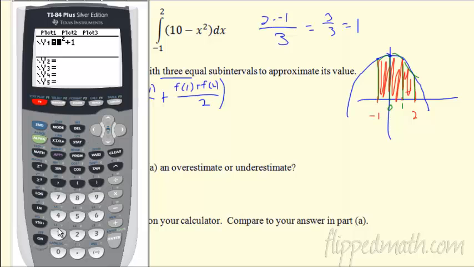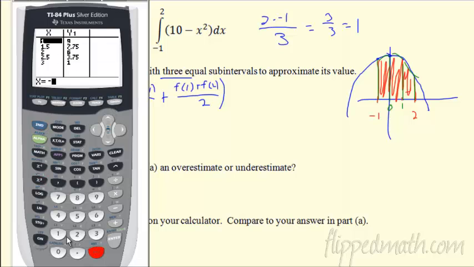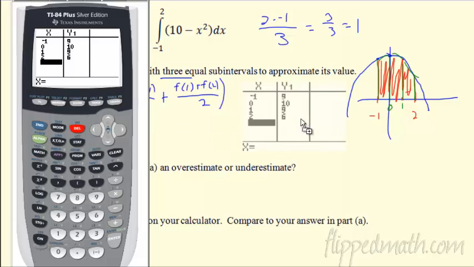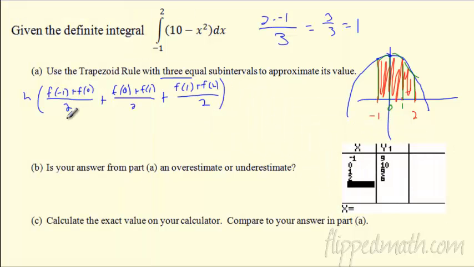Change my function to 10 minus x squared, and go to my table. Let's get our new values. We're looking at -1 to 0 to 1 to 2. Let's delete that. So there are my numbers right there. I'm going to put them underneath, and now we can plug them in here. We're going to say the interval is 1. The f of -1 is going to be 9 plus 10 over 2 plus 10 plus 9 over 2 plus 9 plus 6 over 2.